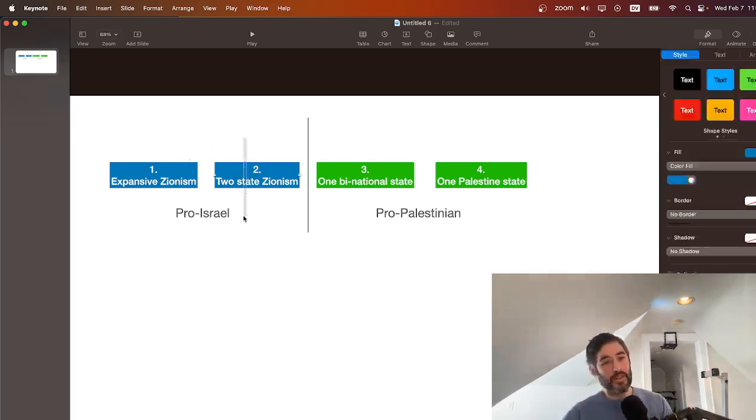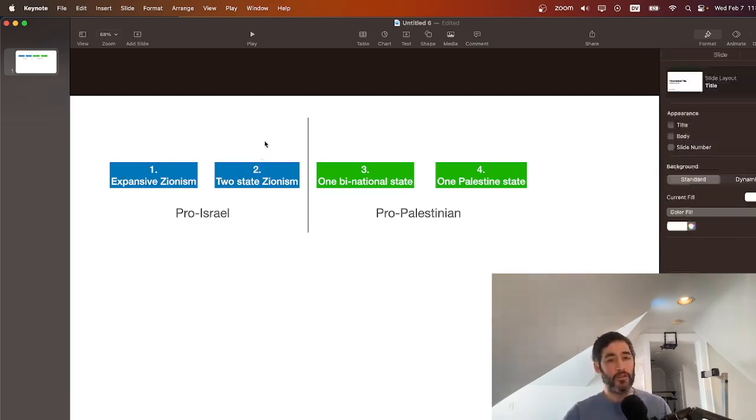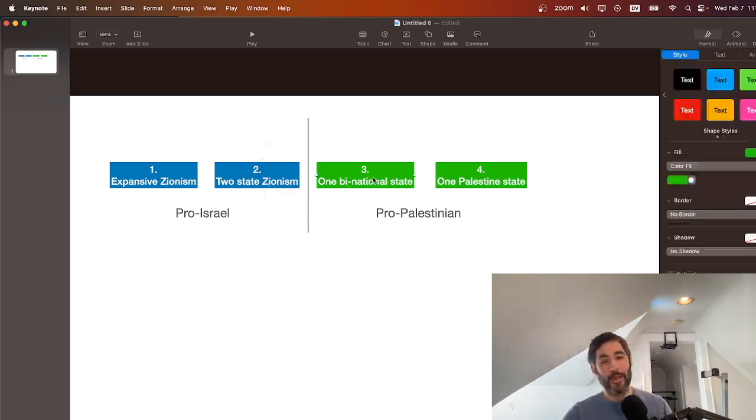And again, two-state Zionism, like I said, is the mainstream Democratic position. This is like Hillary Clinton, who wrote an article in The Atlantic saying we shouldn't have a ceasefire. She supports two states. And then, one binational state. I don't know. You guys can look up polling. I think polling is an interesting question, but it's not really relevant to this particular live stream.